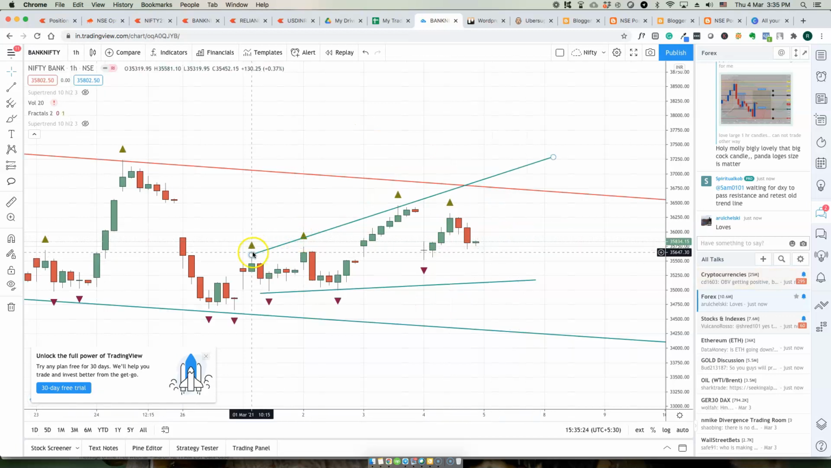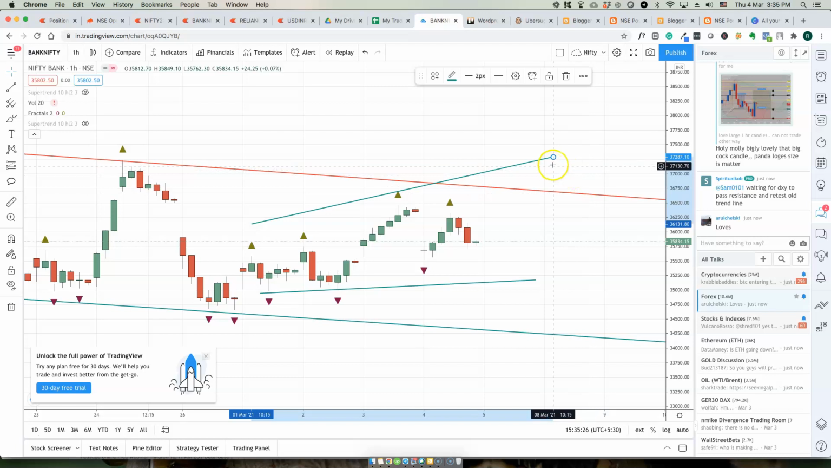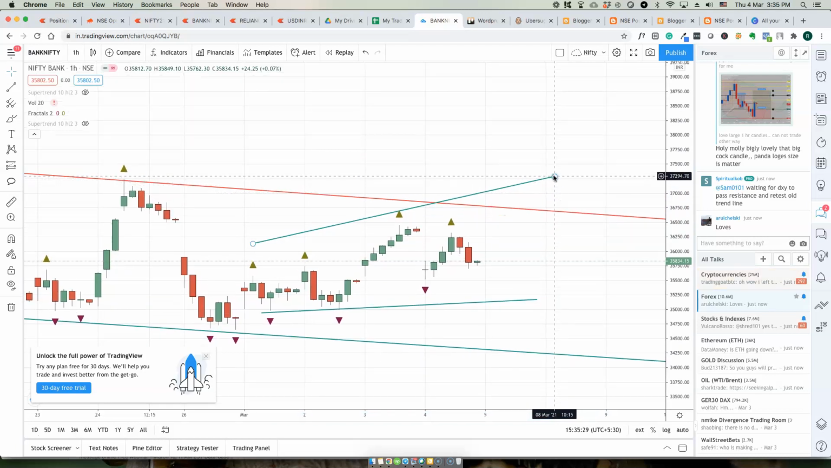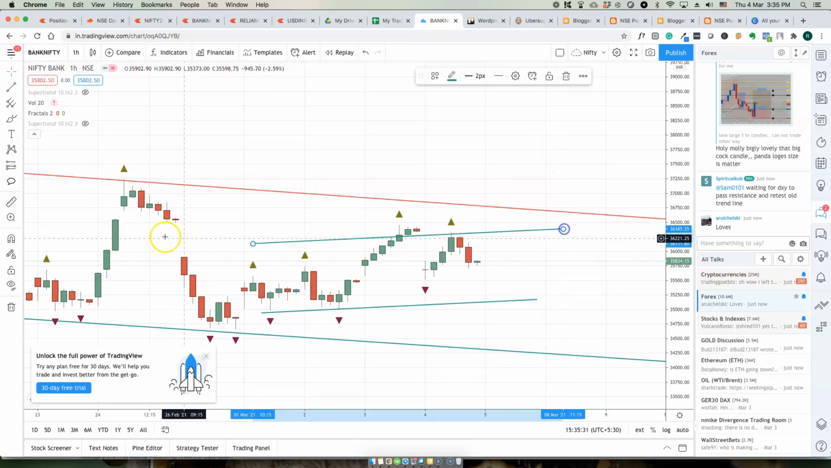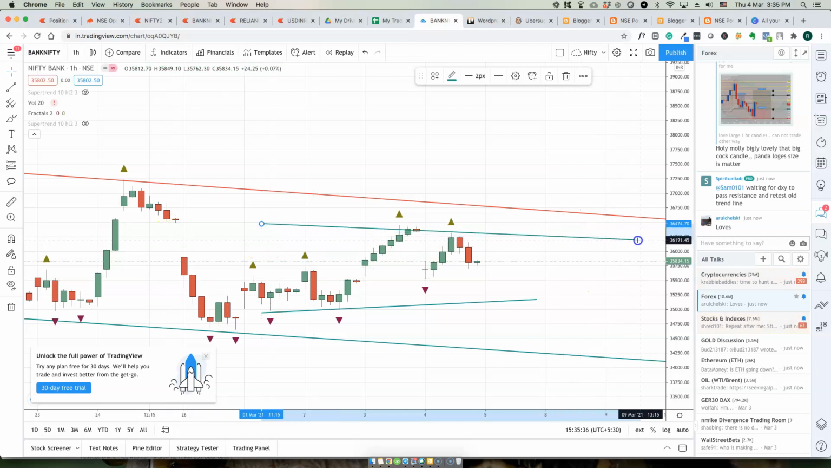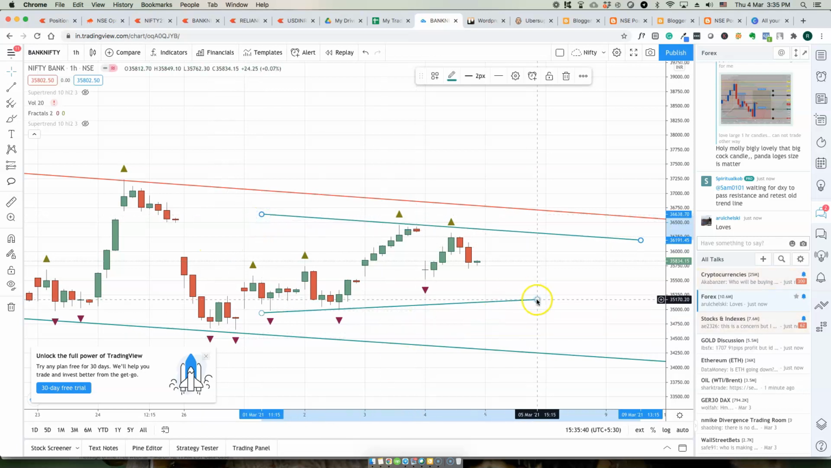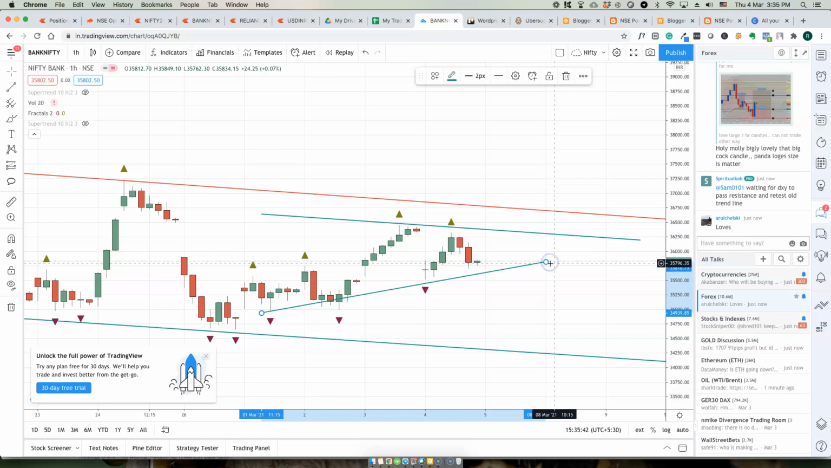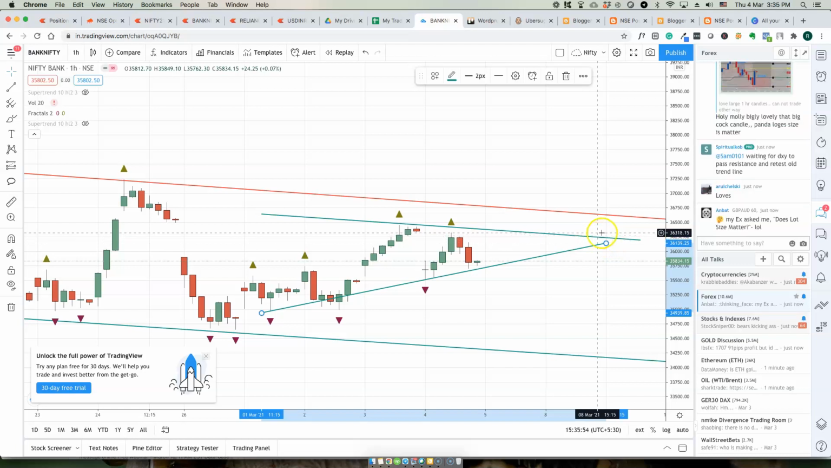So these are the hourly levels. I think we have this upper level resistance. It's coming like this, and the lower level is coming like this. So it will be a narrow range session for tomorrow between 35,720 and around 36,320.